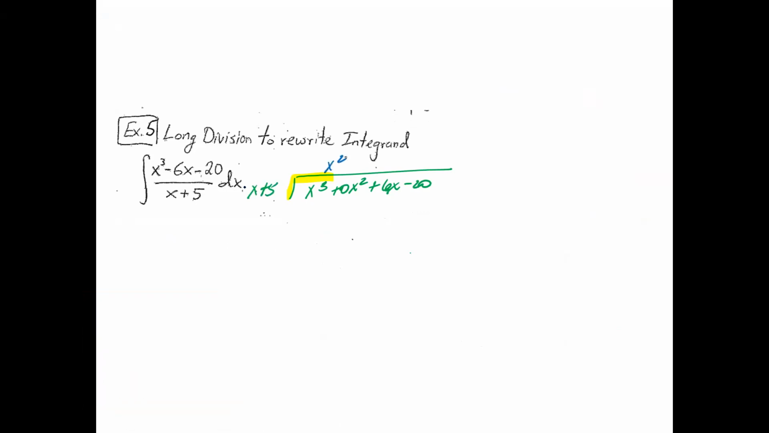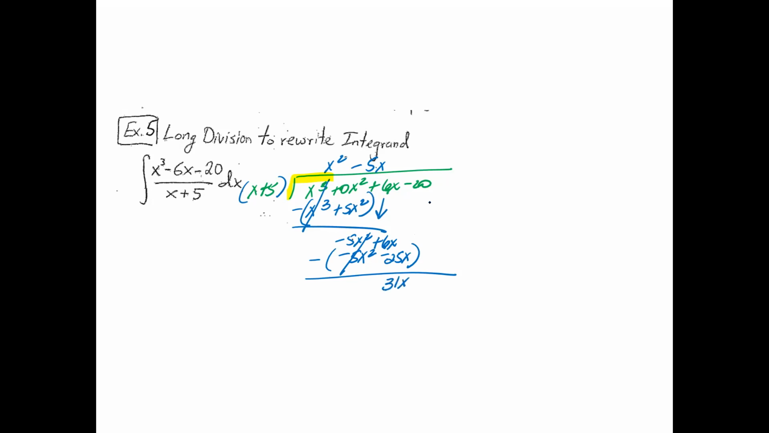So x times x squared, and remember, you're going to multiply this through, is x cubed plus 5x squared. If I go ahead and subtract, this part cancels. 0 minus 5x squared is a negative 5x squared. Bring down the 6x. Then I'm going to go minus 5x, distribute that in, negative 5x squared minus 25x. Make sure you distribute the negative. That makes it a positive, which cancels. 6 minus 25 is a plus 25. So that's going to be a 31x. Bring down that negative 20.